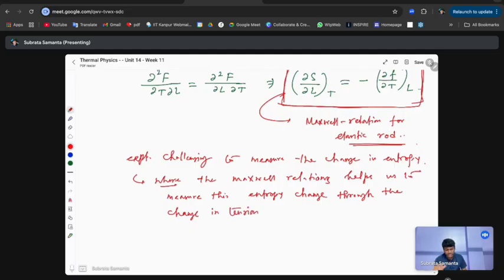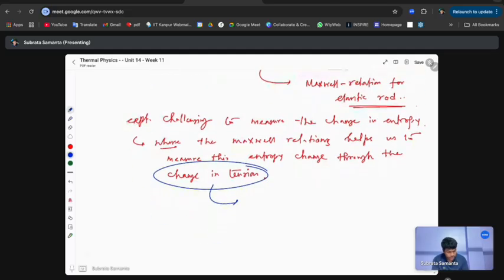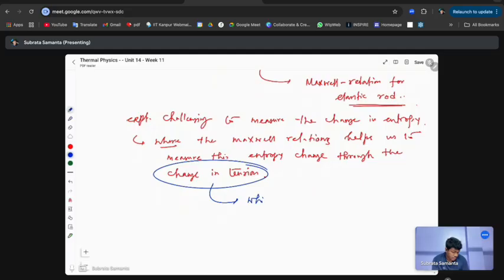Okay, so the change in tension is possible to measure experimentally. This change in tension, I think, is possible to measure experimentally.